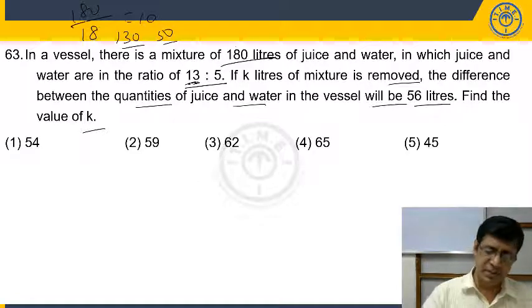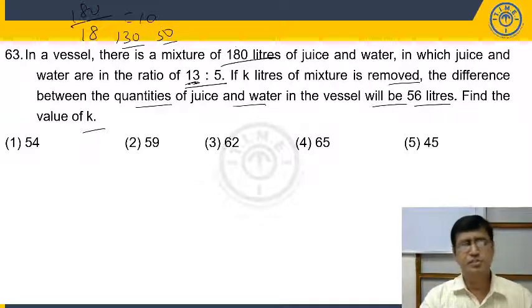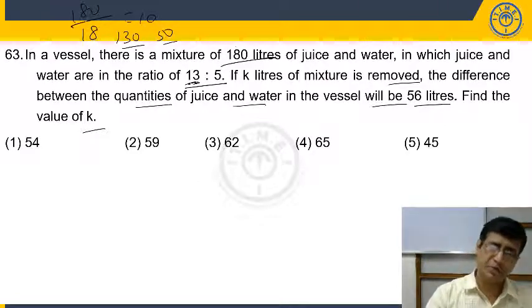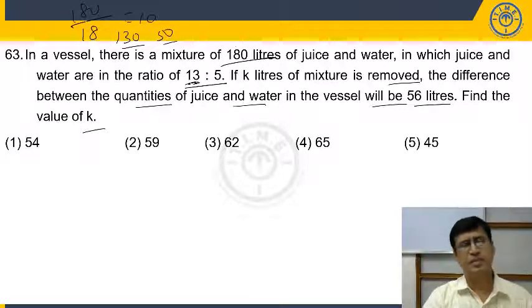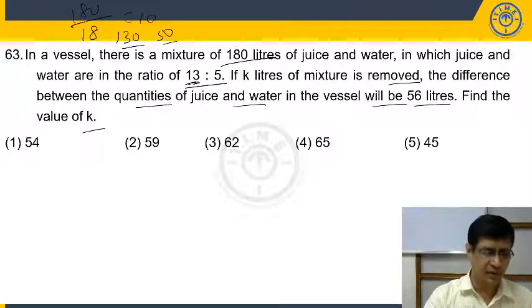Yes, my dear students, please try this example. I will show you the simple solution here. Yes, please, you just try this example. The right answer for this one is option number 1, that is 54 is the right answer. But what is the solution? I will tell you.